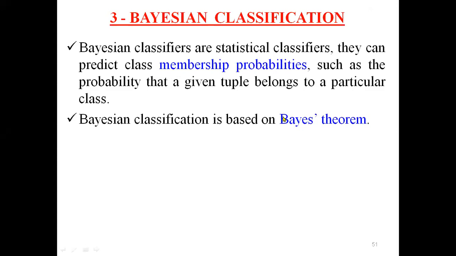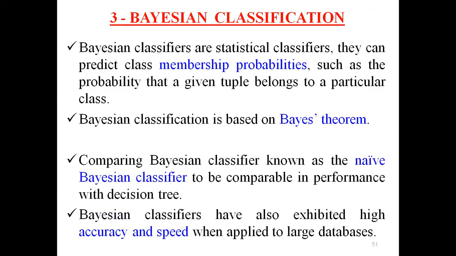The probability that a given tuple belongs to a particular class, that is, a particular row belongs to a particular class, is called Bayes theorem. Bayesian classification is based on Bayes theorem. What is the Bayes theorem?